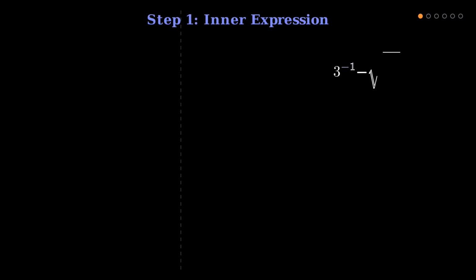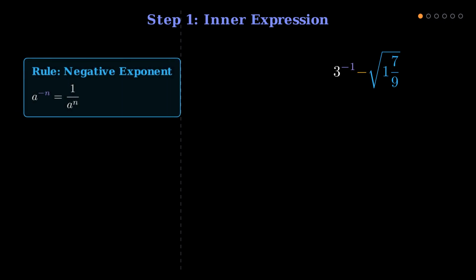We have 3 to the power of -1 minus the square root of 1 and 7/9. Remember, a negative exponent means we take the reciprocal. So 3 to the -1 equals 1/3.